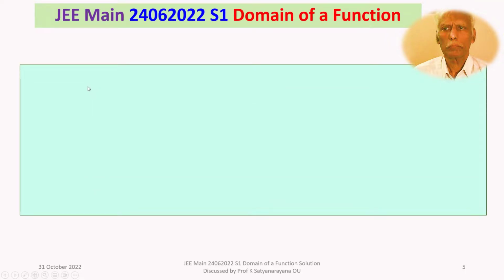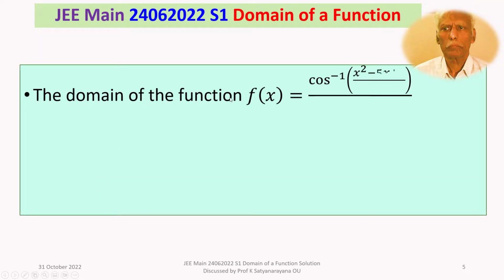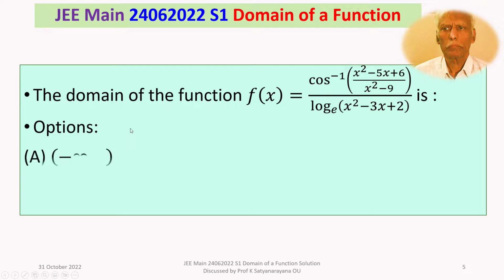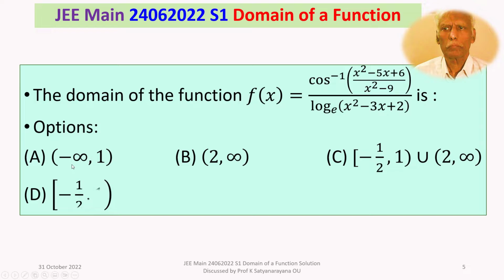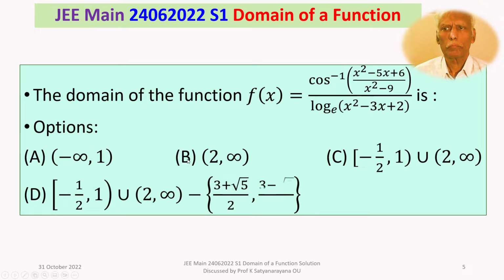The problem is: the domain of the function f of x is equal to cos inverse of (x square minus 5x plus 6) by (x square minus 9), upon logarithm to the base e of (x square minus 3x plus 2), is. We are given 4 options. Option A, the open interval minus infinity to 1. Option B, the open interval 2 to infinity.